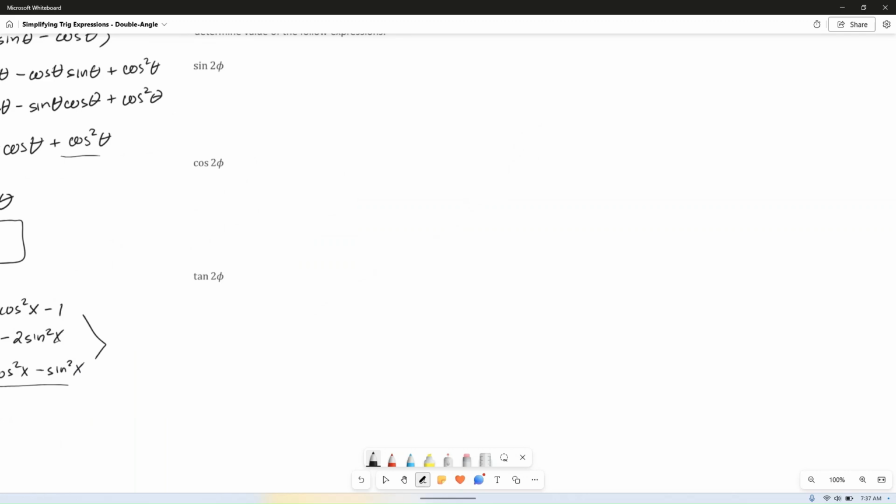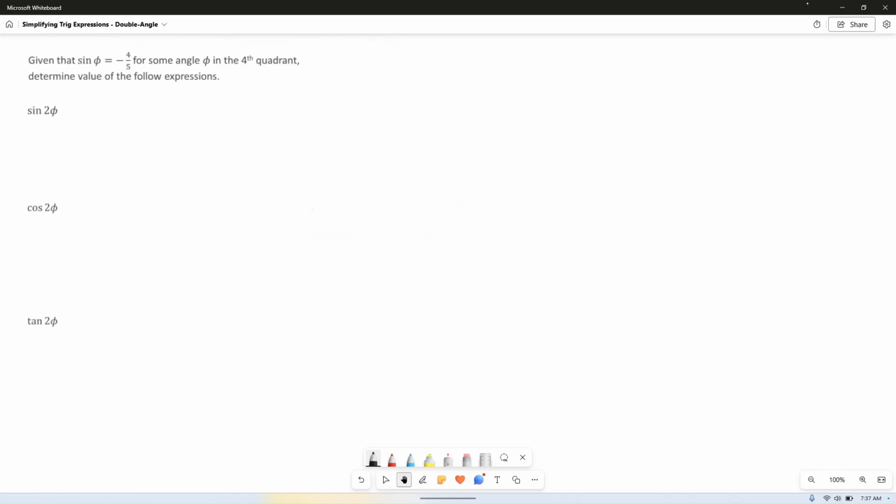All right, let's look at one more example. We did one similar to this in a previous lesson. We're given that sine of phi is equal to negative 4/5, and phi is in the fourth quadrant. We want to determine the value of the sine of 2 phi, the cosine of 2 phi, and the tangent of 2 phi. So let's go ahead and write out what our identities are going to look like.